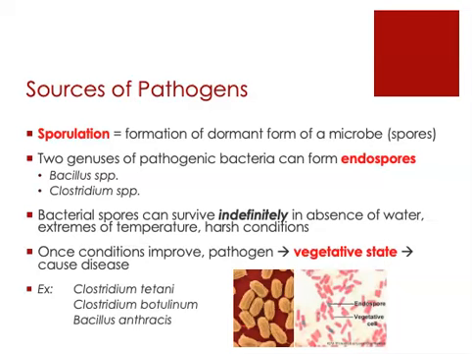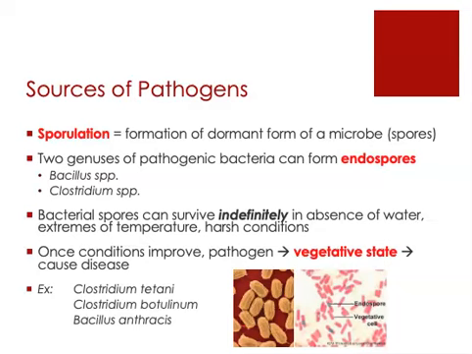So when it comes to the transmission of pathogens, the most successful pathogens, the ones that cause the worst kinds of infectious diseases, are the ones that can sporulate. Remember, sporulation produces that dormant form of a microbial pathogen that we call a spore or an endospore. The Bacillus species and the Clostridium species are capable of doing this, and they are thus capable of causing some very significant infectious disease.